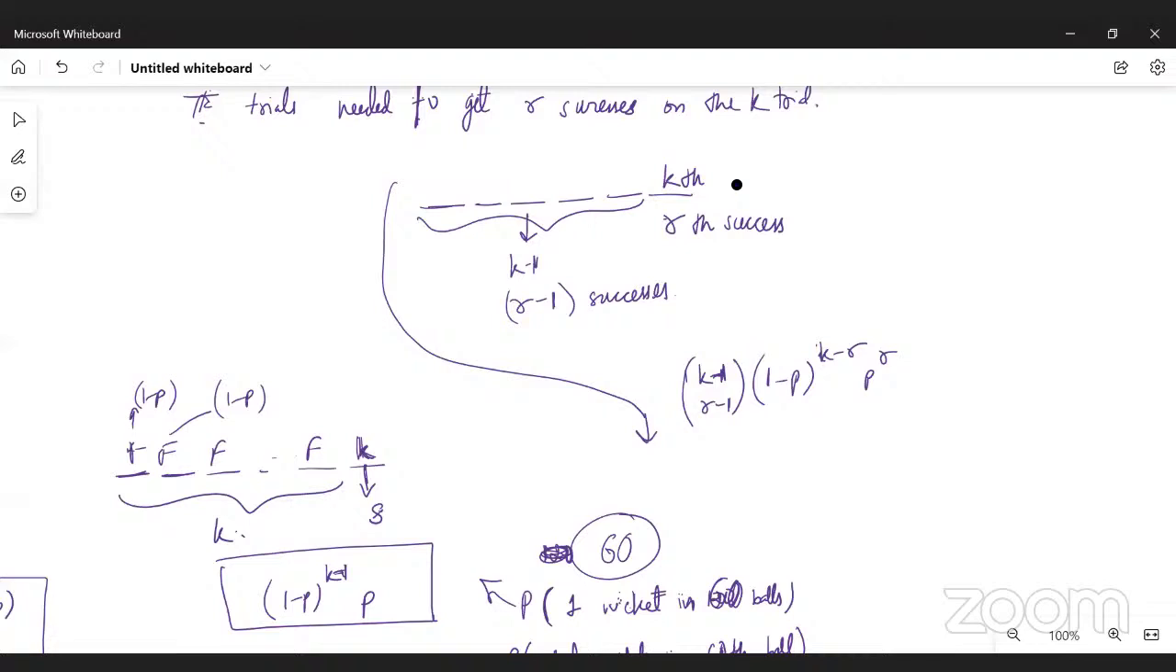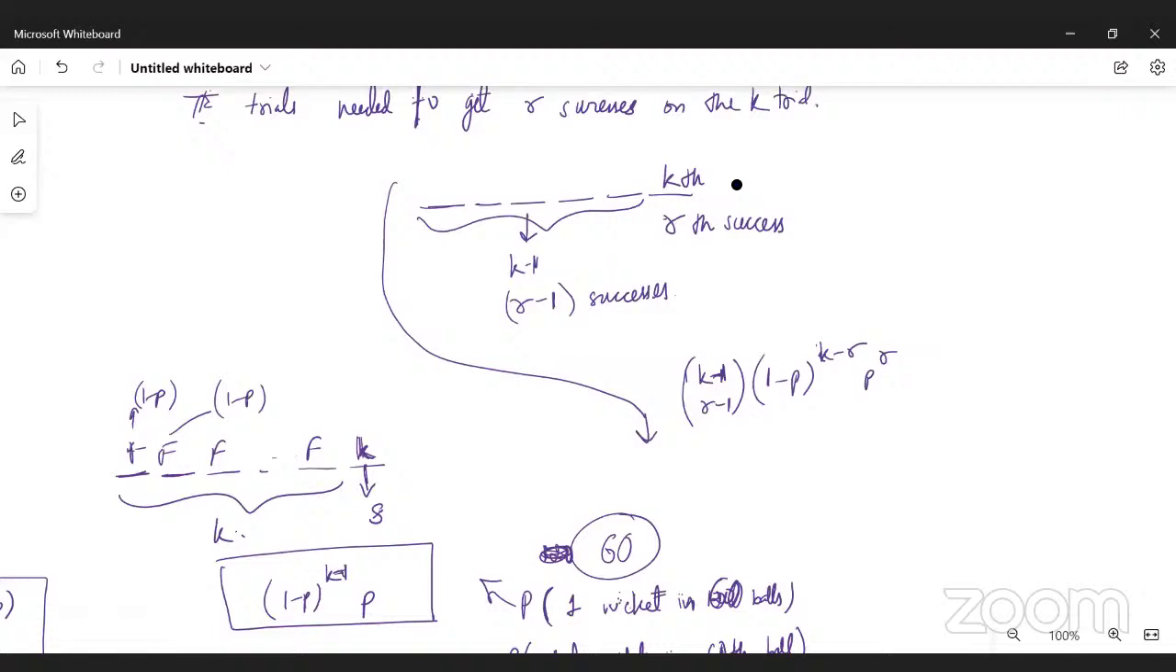So basically what they want is to have R successes in K trials. So it means that R minus 1 successes can happen in any of those K minus 1 trials. It's nothing but a binomial distribution. Yes. Right? K minus 1 C R minus 1. There is a lot of noise coming in. Okay, that was right.